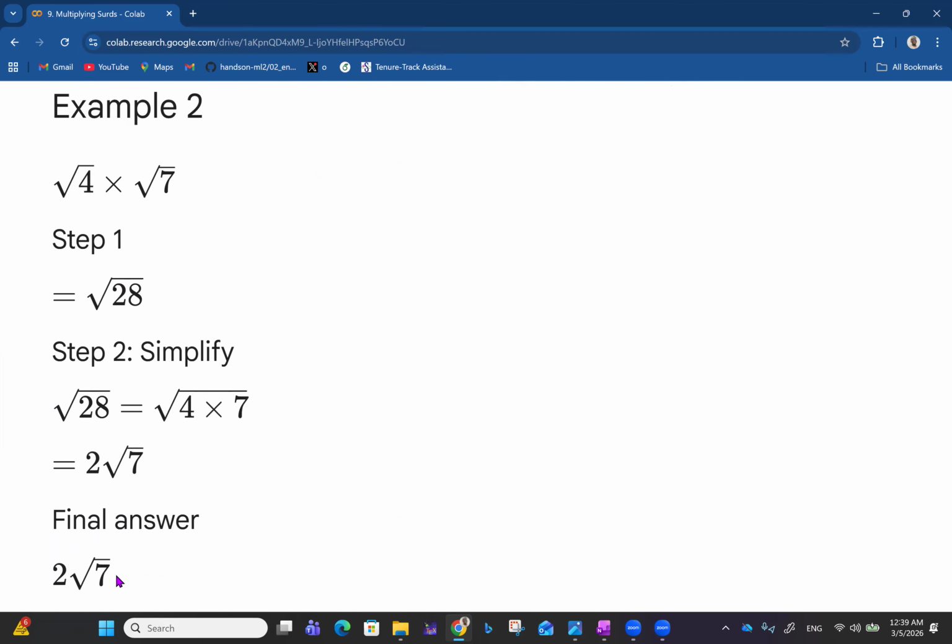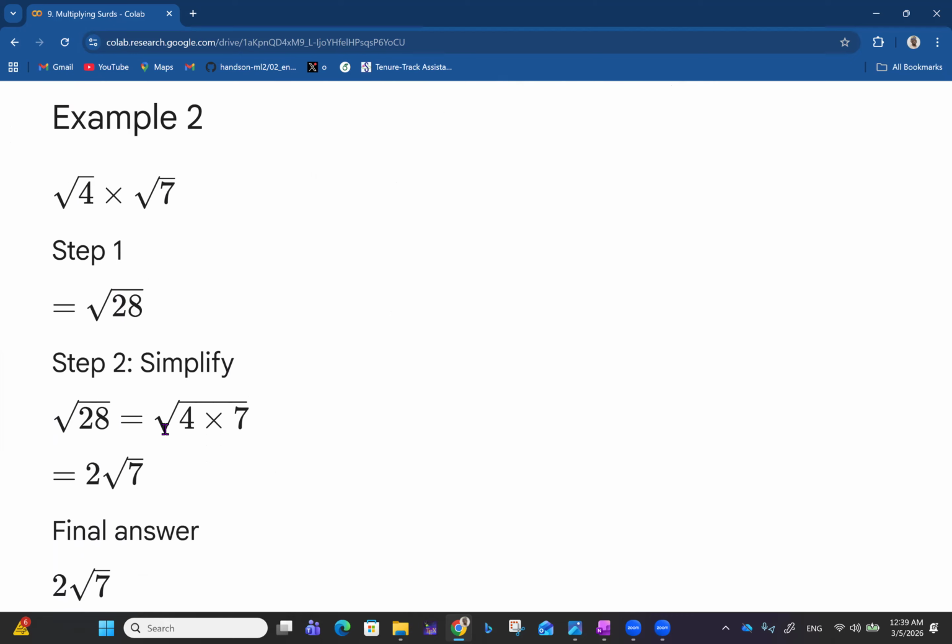Then we go on to the next one, which is a little bit different. The square root of 4 times the square root of 7. That's root 28. And then, of course, the square root of 4 is 2, so you have 2 root 7. The final answer is 2 root 7.